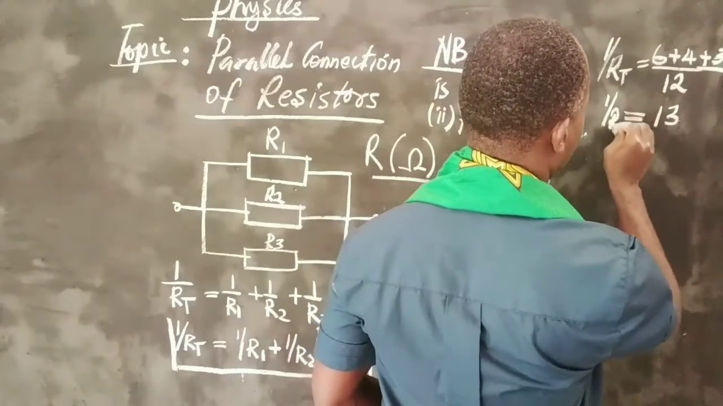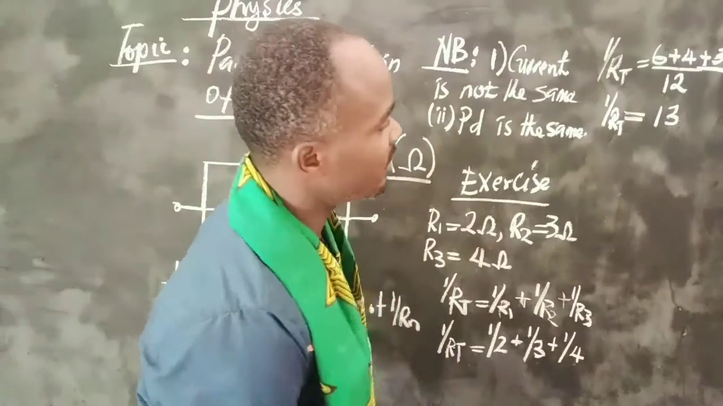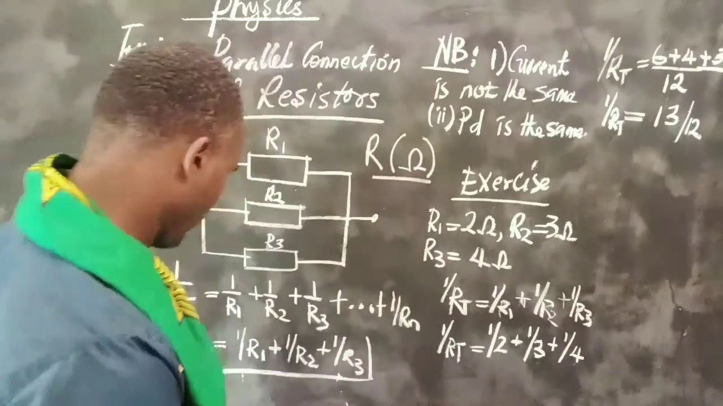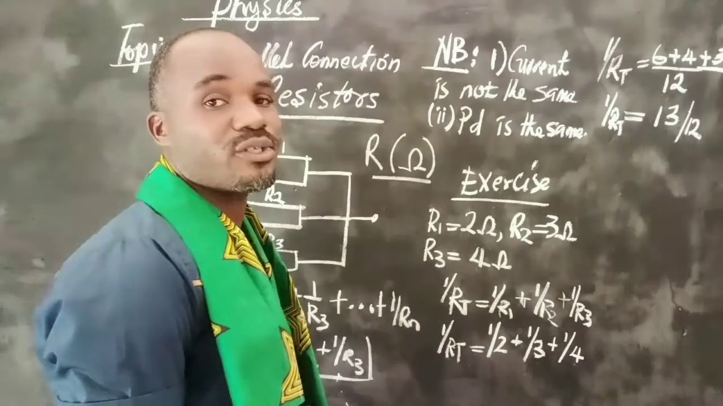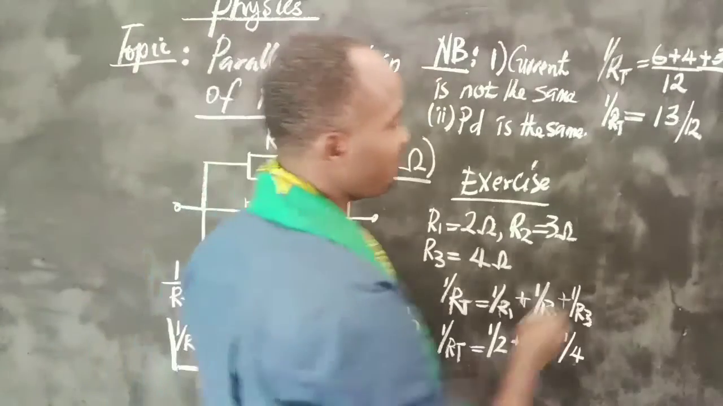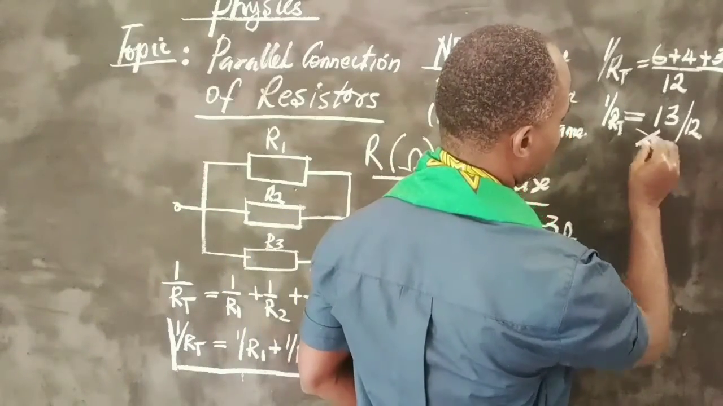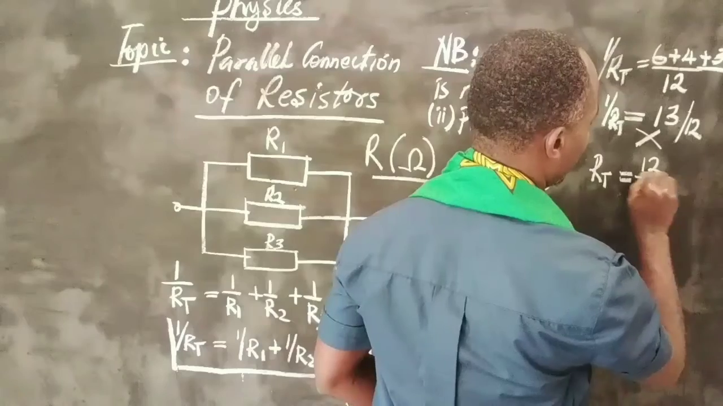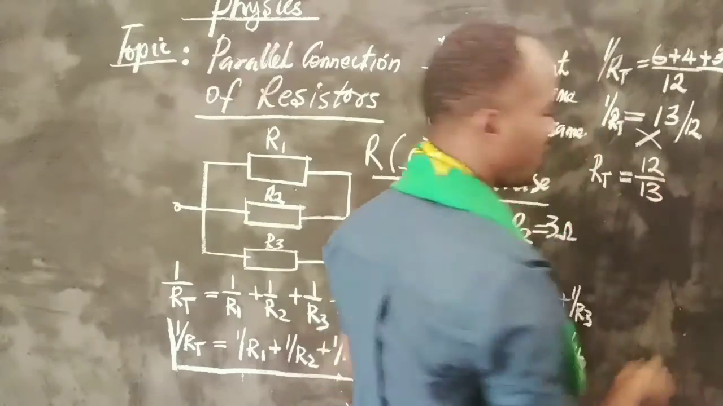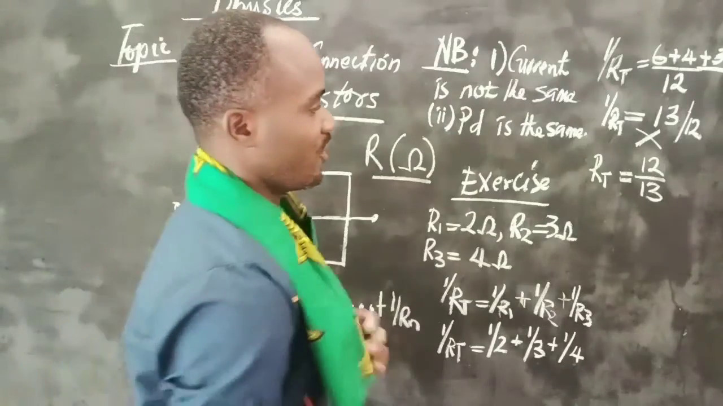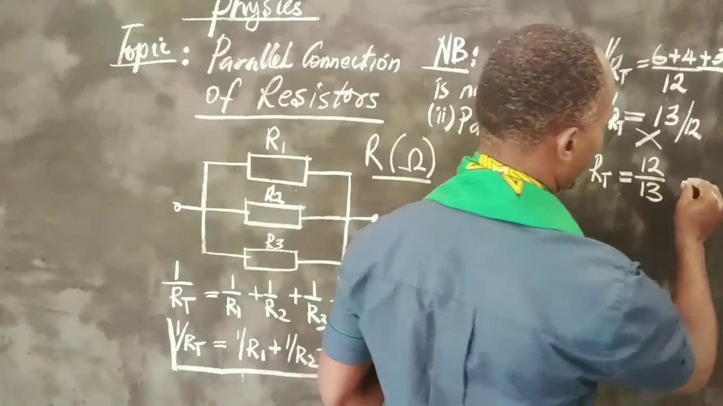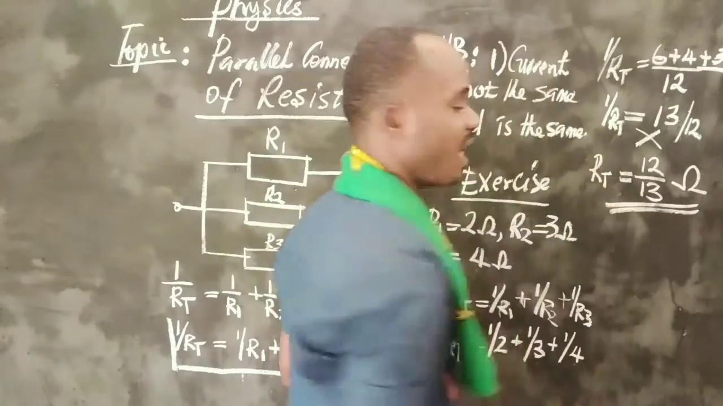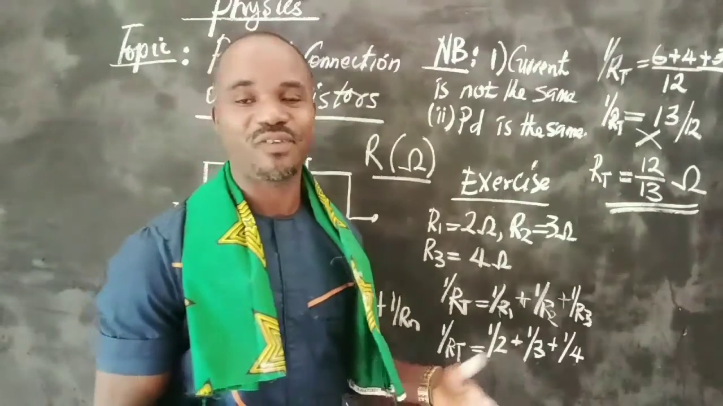1 all over RT equals 13 all over 12. Alright, so we continue that way. The next thing we are going to do is to make RT the subject of the formula by simple cross multiplication. When we cross multiply, RT is now 12 comes up, 13 comes down. We have 12 all over 13 ohms. This is the answer. The answer is in fraction, not in decimal.